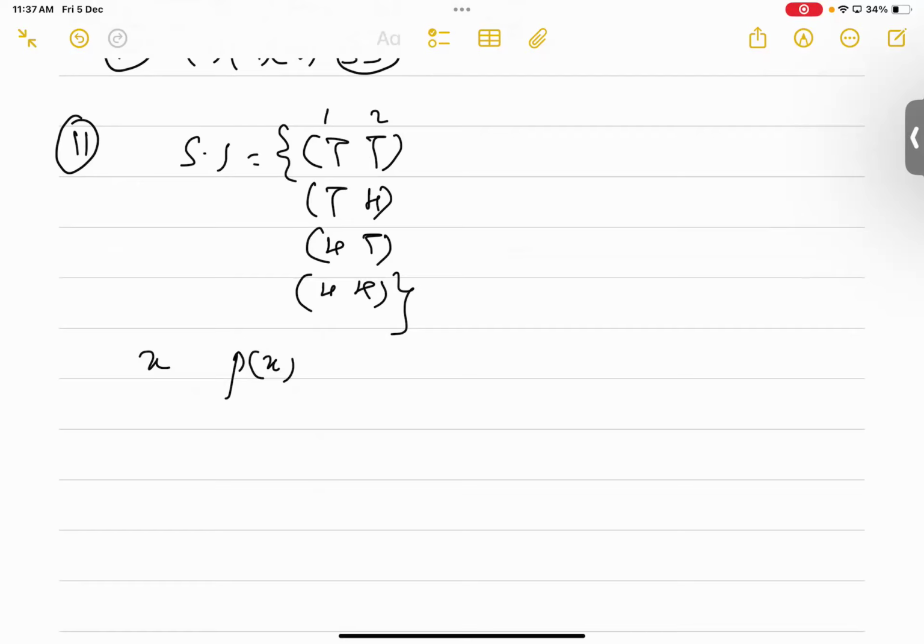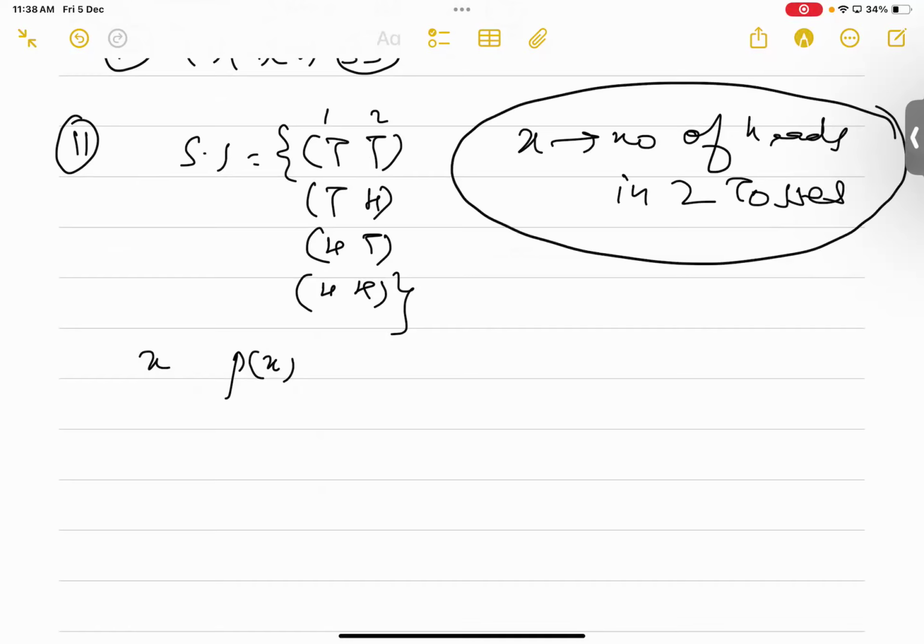So the winning is based on appearance of heads. X is number of heads in two tosses. So it's clearly mentioned in the problem. The winning is based on appearance of heads. So 0 times we can get head, 1 time or 2 times we can get head. So 0 times we can get it is one event, 1 out of 4. 1 time head, 2 out of 4, and 2 times head, 1 out of 4. So this is the probability distribution.